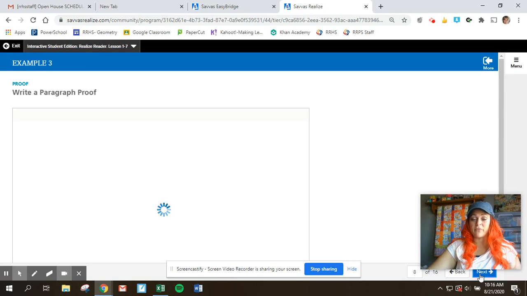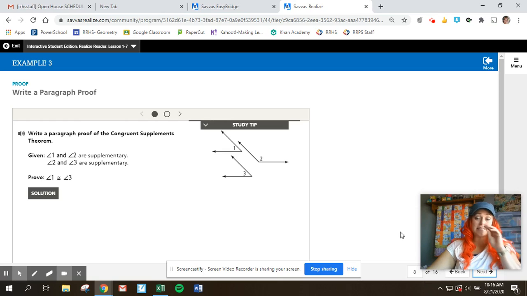Okay, writing a paragraph proof. Paragraph proofs we don't do as often as two-column proofs, but you should try this. I want you to try this. Try that 1 and 2 are supplementary. Think, okay, well, what does that mean? How do I say that? And a paragraph proof is just like a two-column proof, except it's written in paragraph form.